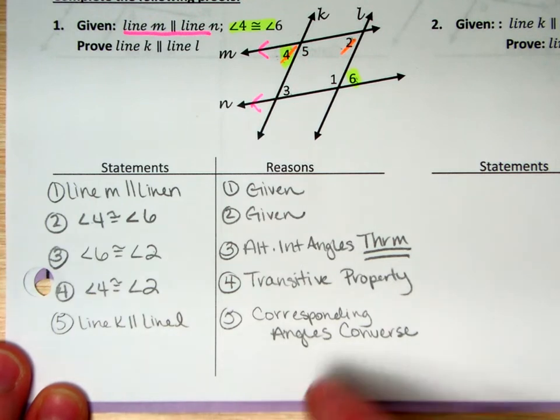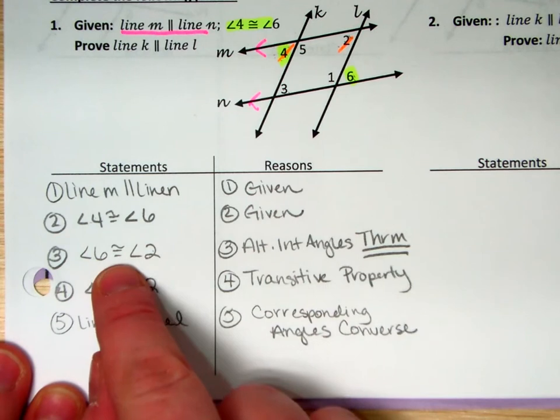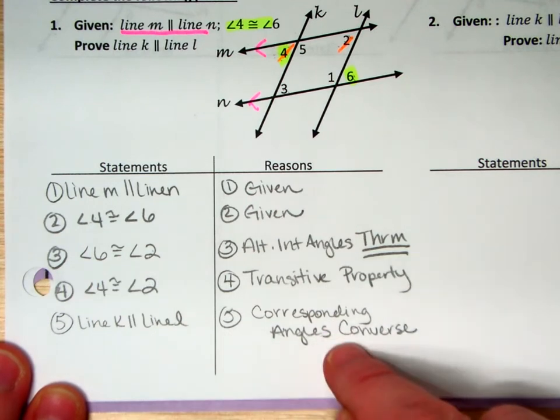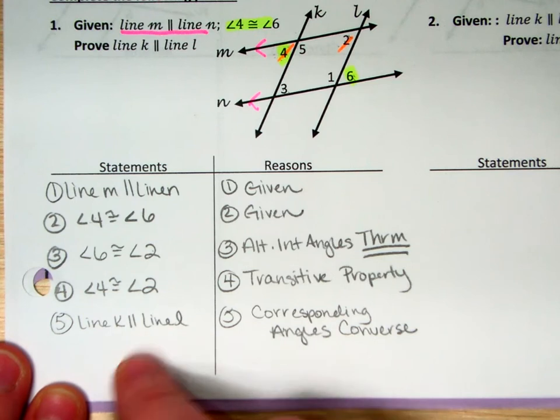Once again, I'm going to say this again. Theorem and postulate is when you are saying angles are congruent. Converse is when you're proving lines parallel. So we're going to do the next proof.